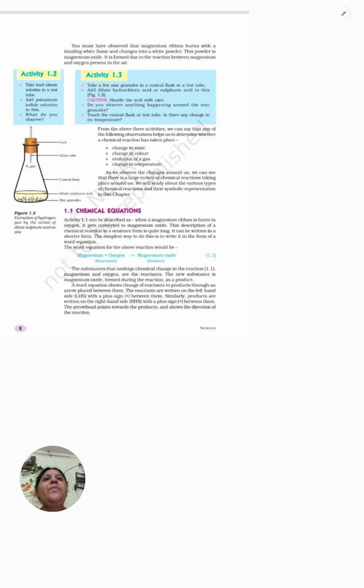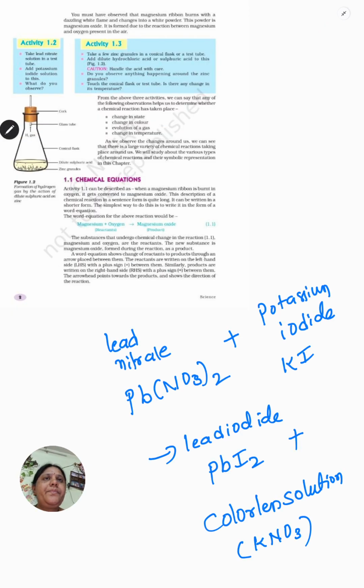In the second activity, we are having lead nitrate solution. We take lead nitrate solution in a test tube and add potassium iodide solution to this. What is going to happen? In activity 1.2, they take lead nitrate and add potassium iodide solution to that one.